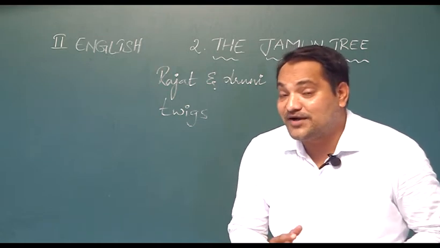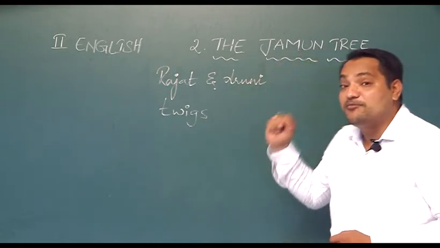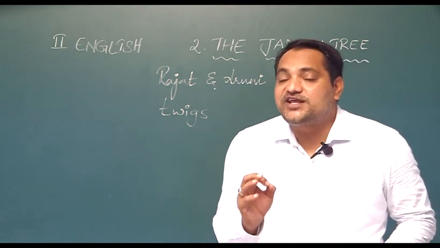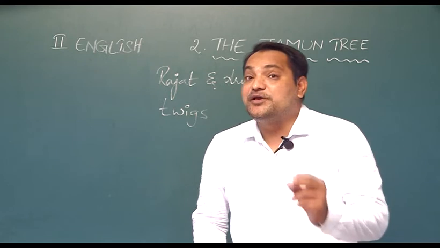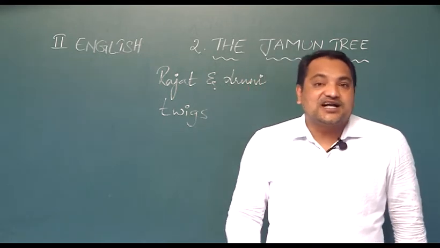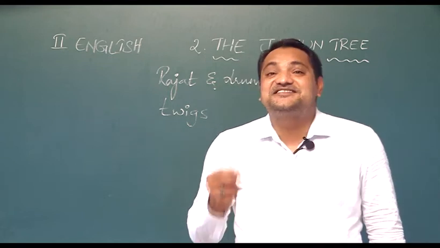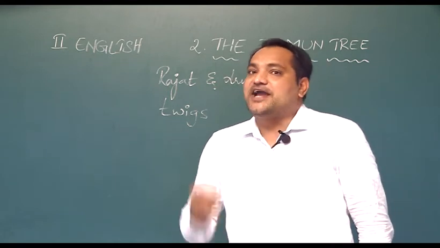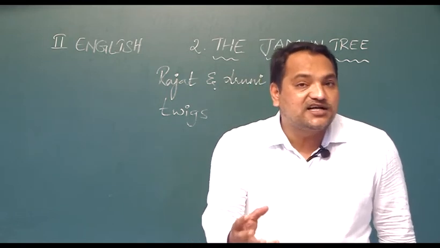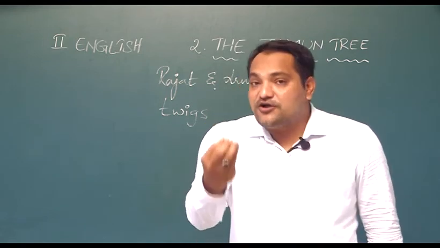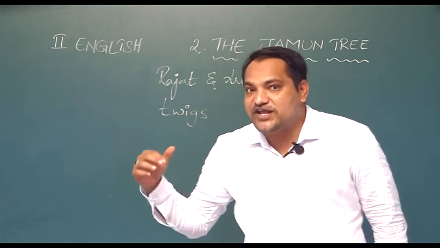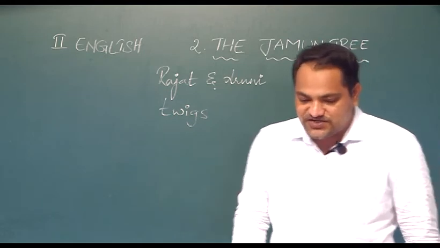Now you might be wondering, sir, why the name Jamuni tree? The name was given to the tree as Jamuni tree because of the color of its fruits. The color of the fruits is purple, and purple in Hindi is called Jamuni color. So, because of the color of the fruits the tree yielded, the tree got that name, the Jamuni tree.